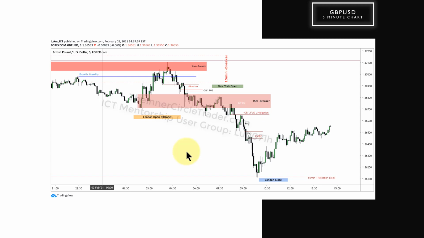But until then, no. So the market has a retracement from this low here, which is also a 60-minute rejection block. So you can find all these PD arrays in your own charts, annotate them, include whatever information you want to make reference to as well.